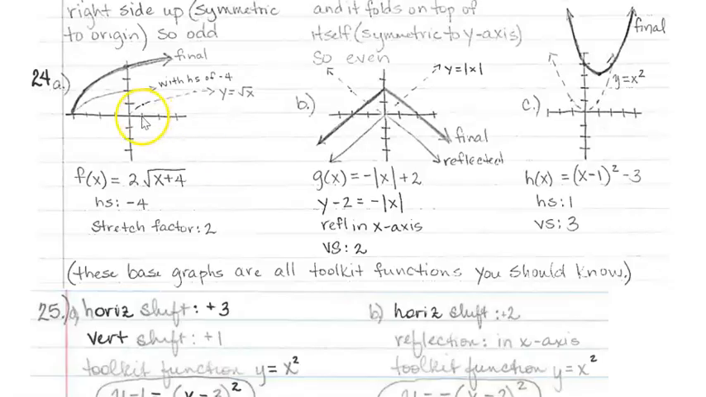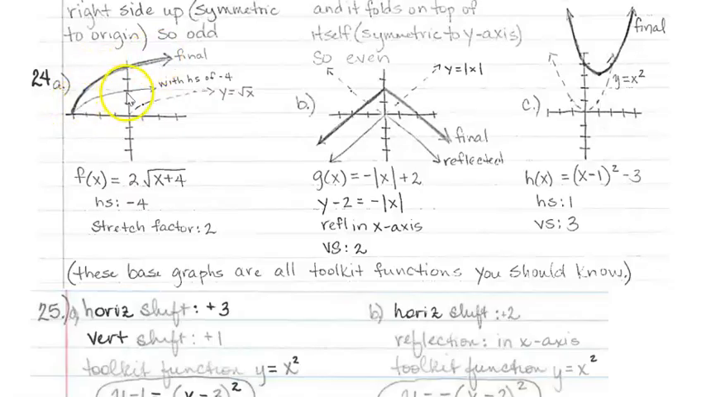All right, so for this one, here's our y equals the square root of x. All right, then I have a horizontal shift of negative 4, so I'm going to back that up 4, and there's that exact same thing. And then stretch by a factor of 2, I just want it to go twice as high.